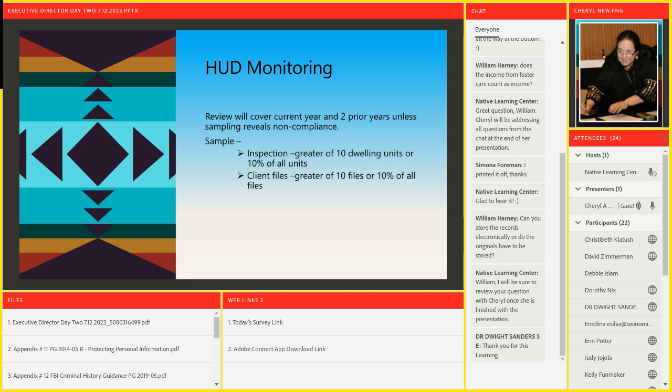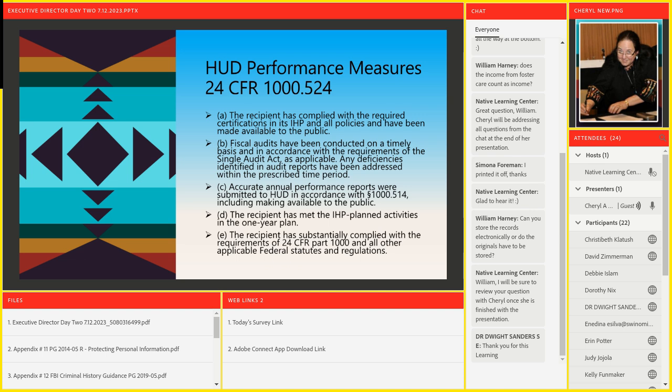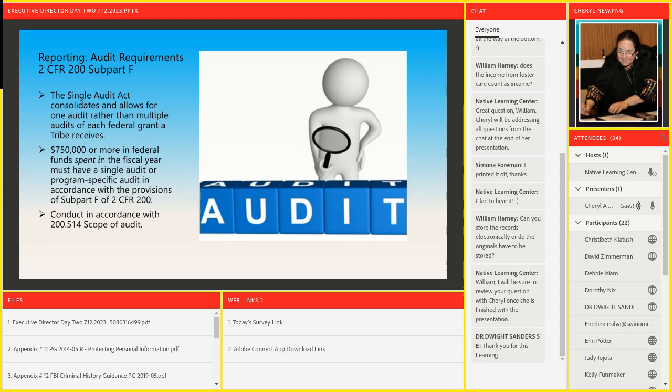They're going to do a sampling, the inspection of the greater of 10 of your dwelling units or 10% of all the units you have. In your files, they'll look at the greater of 10 files or 10% of all the files that you have, okay? And then they'll look at your performance measures, your fiscal audits, your annual performance report, that you've met your IHP planned activities, that you've complied with the required certifications that are listed on that IHP and that APR, and that you've substantially complied with the requirements of 24 CFR Part 1000 and all other applicable federal statutes. And there's a lot of them.